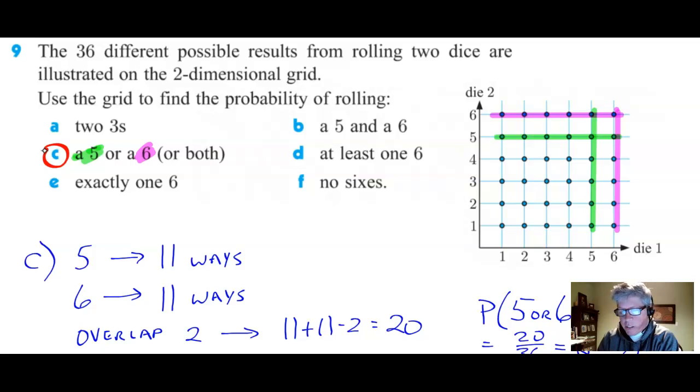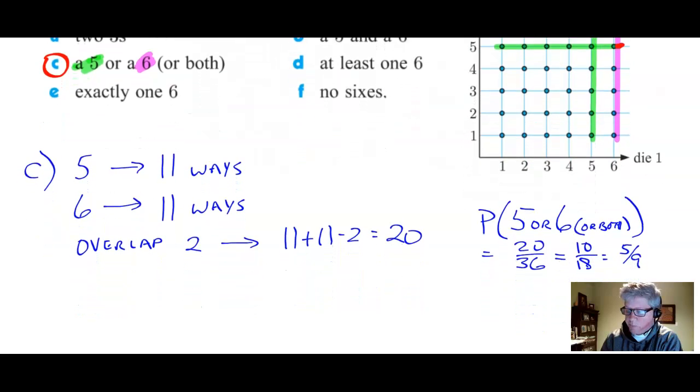So what I did is I marked in green all the outcomes that have a five in it, and I marked in purple all the outcomes that have a six. Notice we're going to have 2 points where we have a five and a six, but those count. So this is the only thing I like about the grid, that you can just count them. All the dots there that have green, purple, or both count. So if you count them up, there are 20. So the answer for C is 20 over 36.